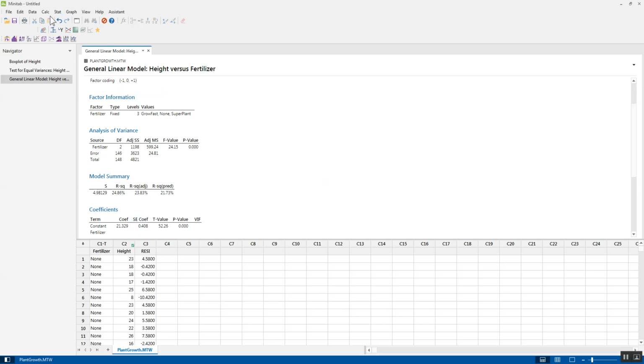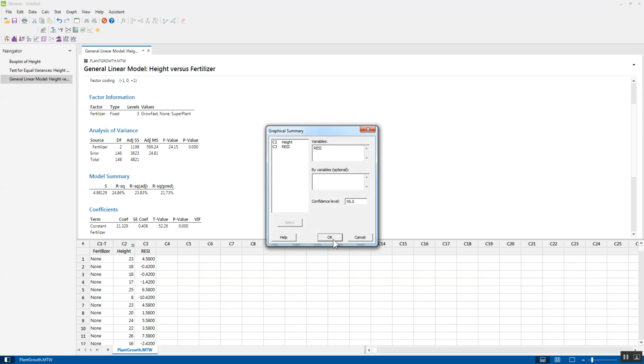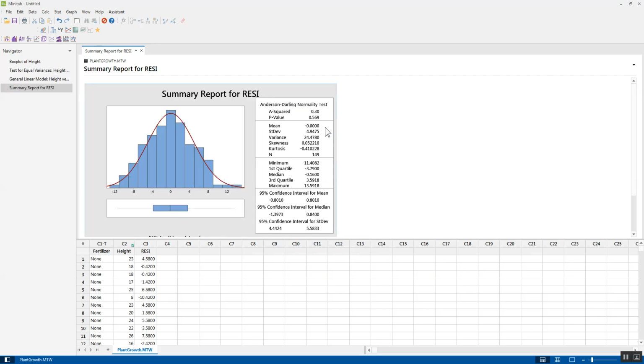Before we do that, we'll just check the residuals for normality in the usual way. Basic statistics, graphical summary of the residuals, and I'm needing that Anderson-Darling p-value to be greater than 0.05, which it is. So I can see my p-value here, 0.569. On the histogram, looking nice and close to a normal distribution. My skewness and kurtosis are both low. And most importantly, my Anderson-Darling normality test p-value does not allow me to reject my null hypothesis that the data distribution is not significantly different from the normal.